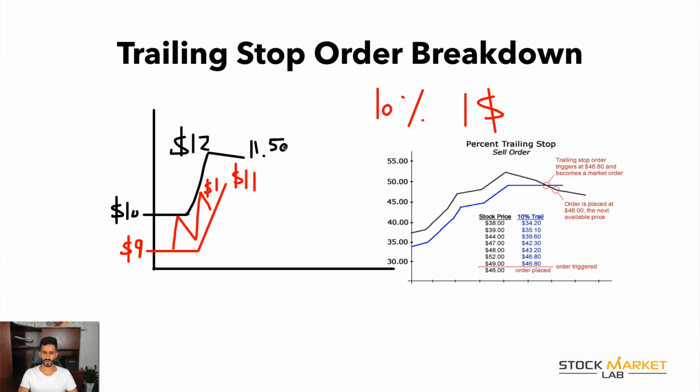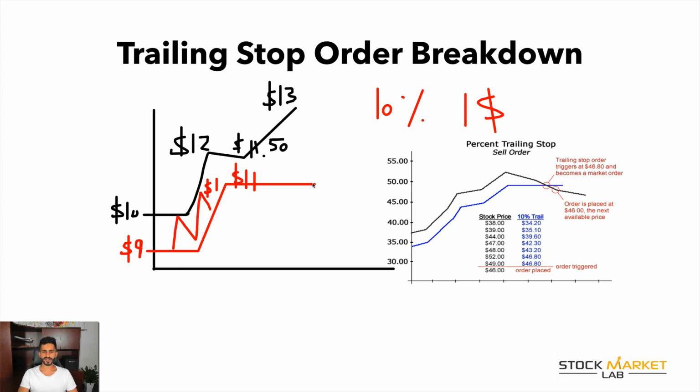What do you think is going to happen to my trailing stop? My trailing stop at this point is going to remain the same. It is going to stay flat because the trailing stop does not go down when the stock goes down. It only goes up with the stock. It stays flat when the stock comes down. Now, let's say the stock goes from $11.50 to $13. What do you think happens?